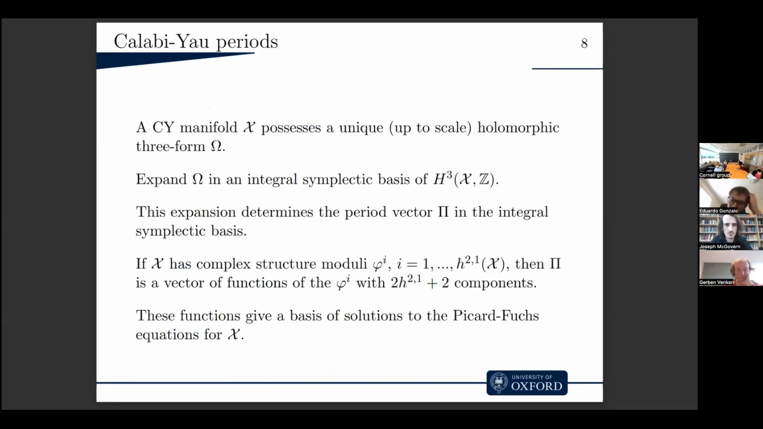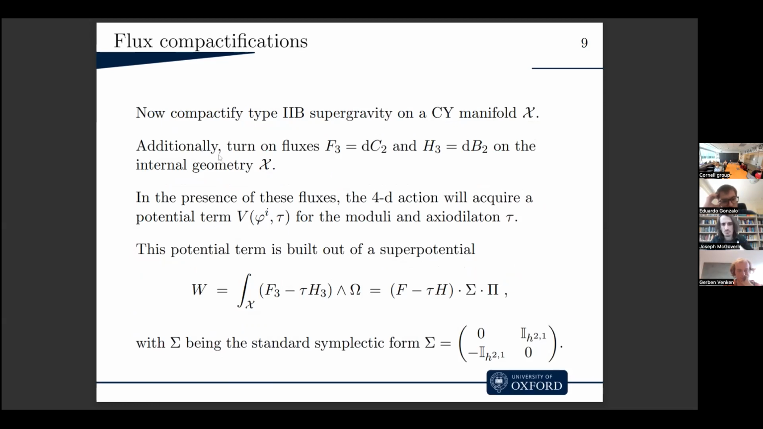Okay, so before diving into the analysis, let's just remember that a Calabi-Yau threefold has a holomorphic three-form omega. And if you expand this in some integral symplectic basis, you'll find a vector of period functions. So the components of omega in that basis will be this vector pi that's going to come up a lot. Okay, so you do the usual thing. You put type IIB on your Calabi-Yau, and you turn on some fluxes, and you do all this, and you'll acquire a superpotential.